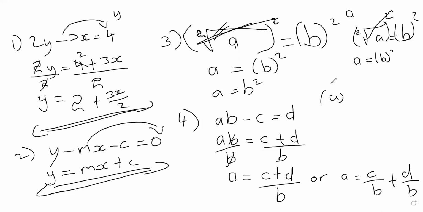And then our fourth one, we had ab minus c is equal to d. And then they asked us to make a the subject of the formula. So first things first, we need to move this c to the other side. And this is what we did. We got c plus d because it becomes positive. And then after that, we have ab is equal to c plus d. In order for you to make a the subject of the formula, you need to divide both sides by b, whereby this b will cancel that, and then we have a is equal to c plus d over b, or you can say a is equal to c over b plus d over b.